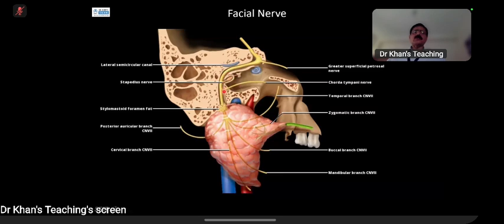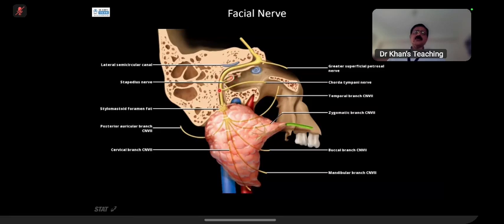Another branch which is highlighted here, which you should know, in the descending portion, there is a muscle here, which is the stapedius muscle. There is a branch here which supplies it. And remember the case one which we showed was an aberrant, persistent stapedial artery, which was supplying this part.